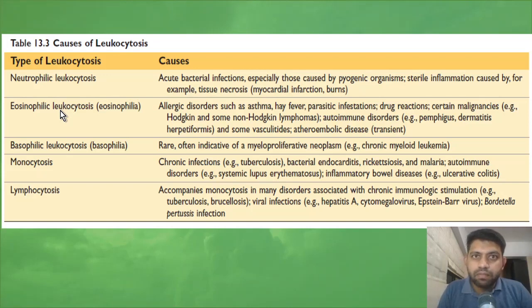Monocytosis occurs in chronic infections like TB in India, and in other places in the Western world, probably ulcerative colitis and the like are common causes. And coming to lymphocytosis, it almost always accompanies monocytosis in many diseases like TB, brucellosis, or other viral infections.